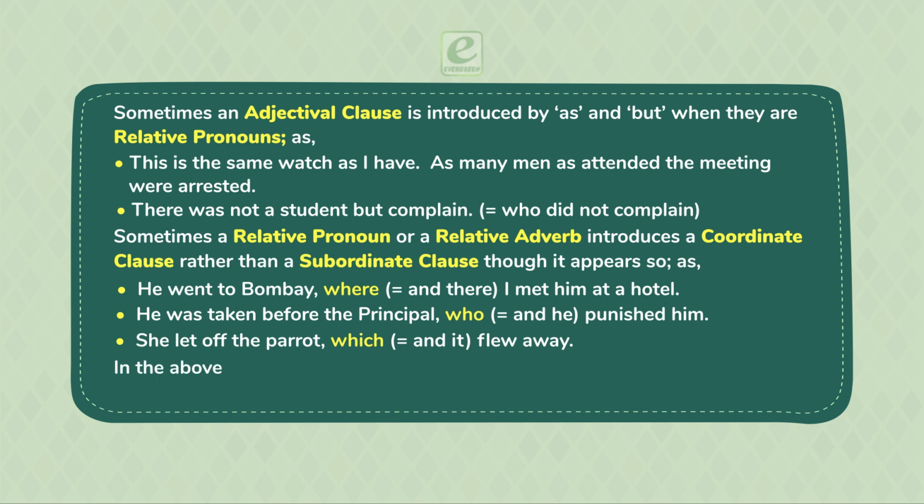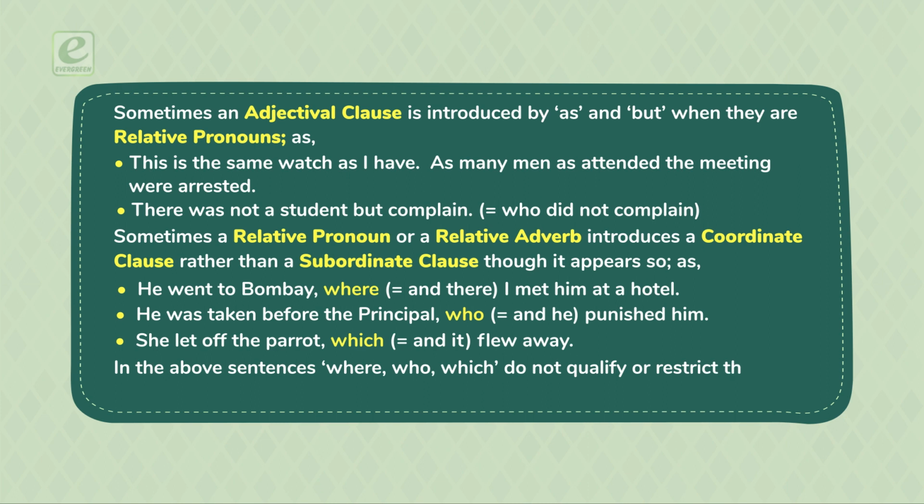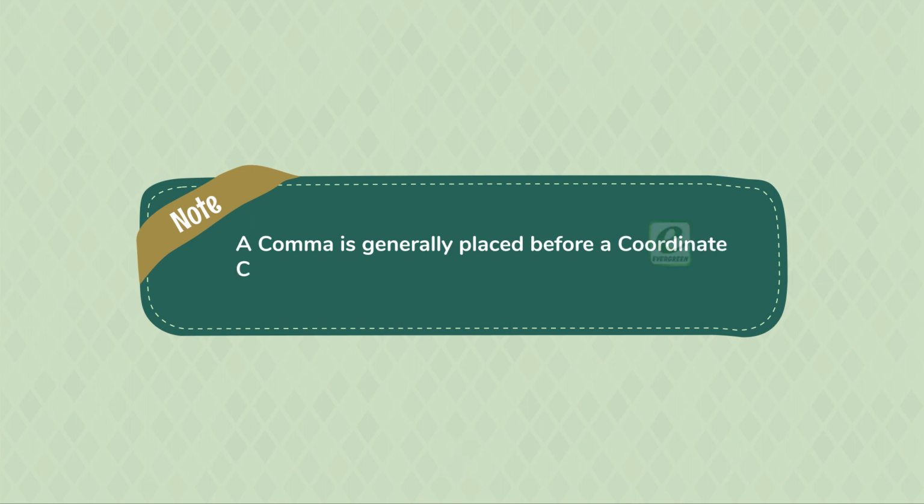In the above sentences, where, who, which do not qualify or restrict the nouns after which they are placed, but simply add new facts. Note: a comma is generally placed before a coordinate clause so introduced.